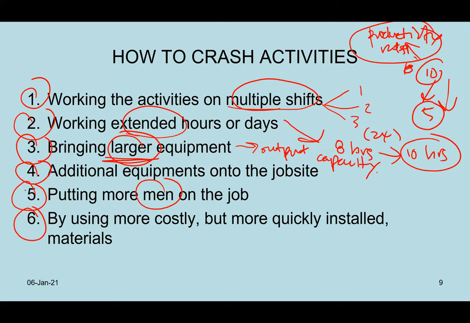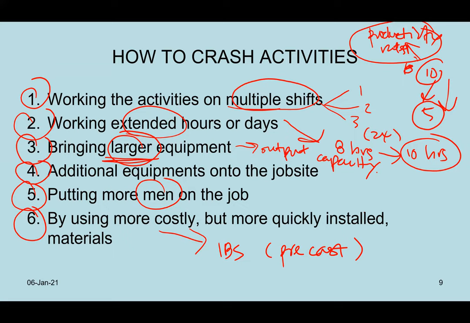Lastly, number six, using more costly but more quickly installed material. This is exactly an example of IBS. IBS, or we call it precast. Okay, precast concrete, or you use steel structure. Instead of a concrete structure, which basically requires a lot of time to concrete, etc., why don't we construct using timber or even steel structure?